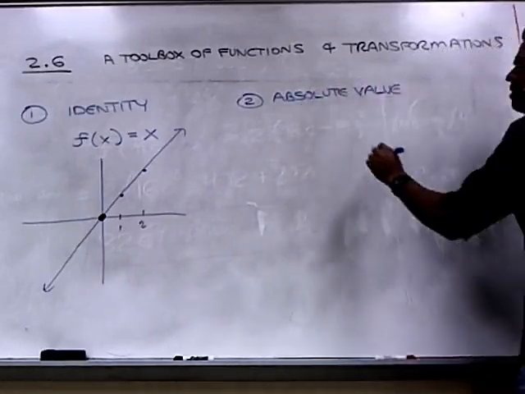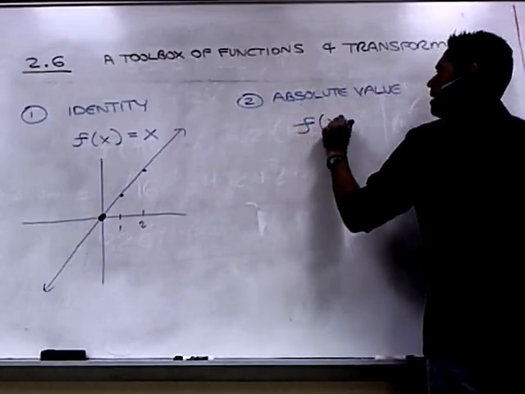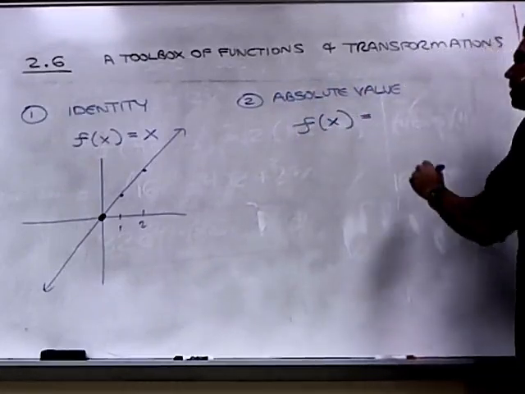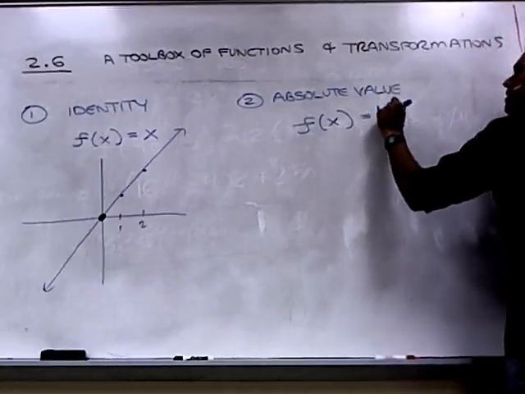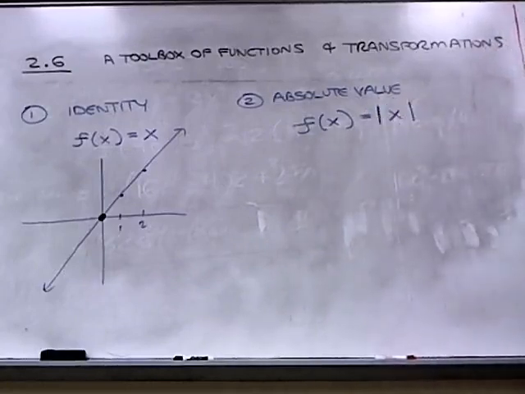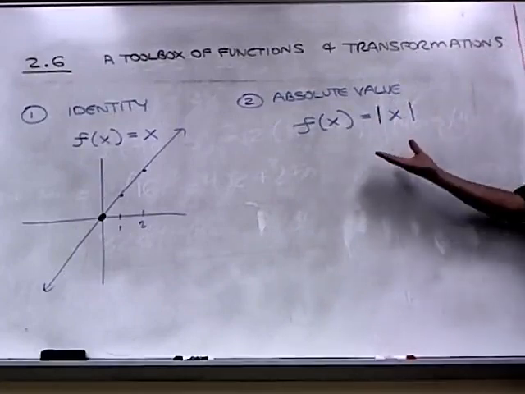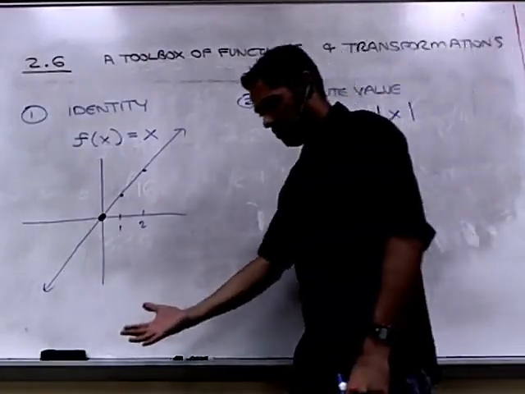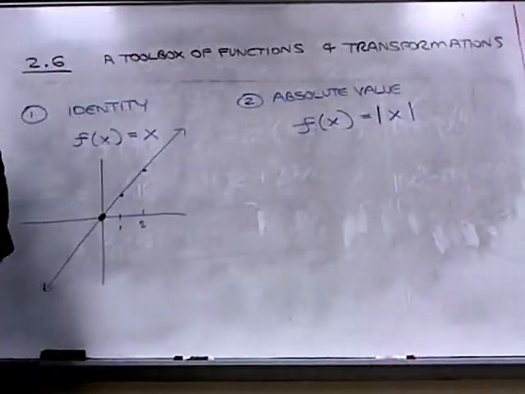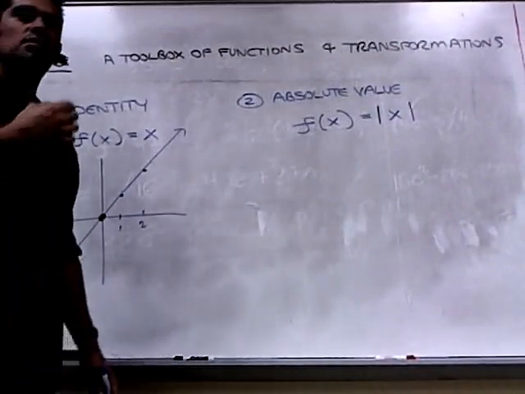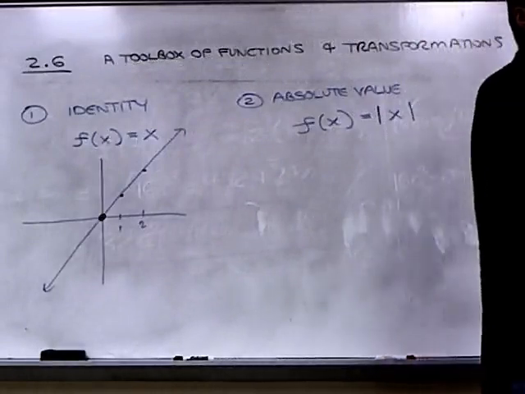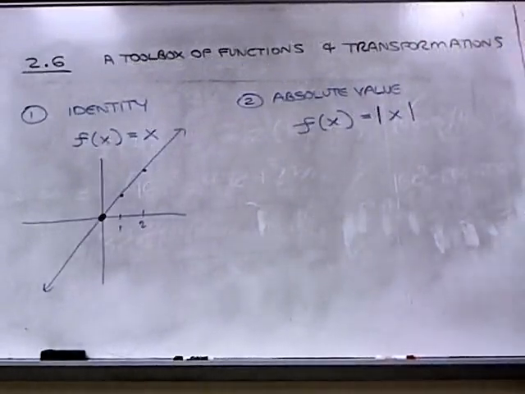Now, the absolute value function looks very much like the identity, except that instead of plugging in a number and spitting it out, it spits out the absolute value of that number. So if I plug in 2, it spits out 2. If I plug in -2, it spits out +2. Right? So it just always spits out exactly what you gave it, but the positive version of it.